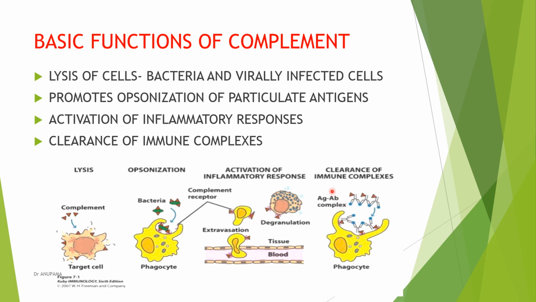Last one is clearance of immune complexes. When antigen antibody complexes are formed, the complement system gets activated and it binds to the antigen antibody complex. Some cells, phagocytes, have receptors for this complement and thereby they phagocytize, clearing the immune complexes. So these are the four basic functions of a complement system.